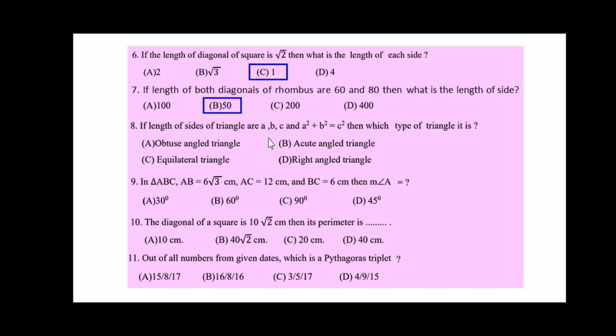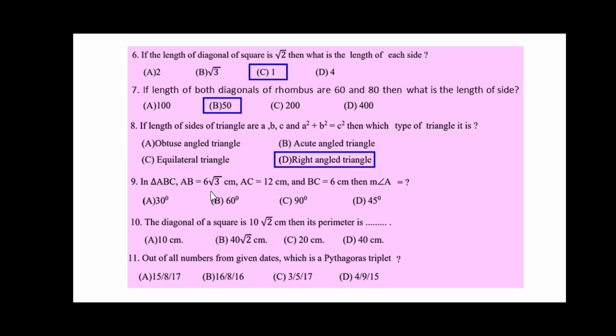The lengths of the sides of a triangle are a, b, c. a square plus b square is equal to c square. Then which type of triangle is it? This one. The square of one side is equal to the sum of the squares of the remaining two sides, which means naturally it is a right angle triangle by the converse of Pythagoras theorem.